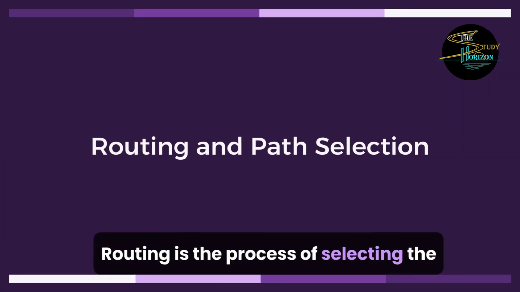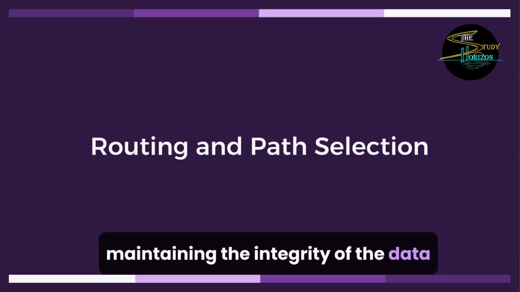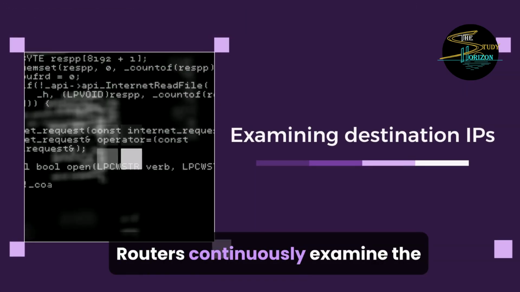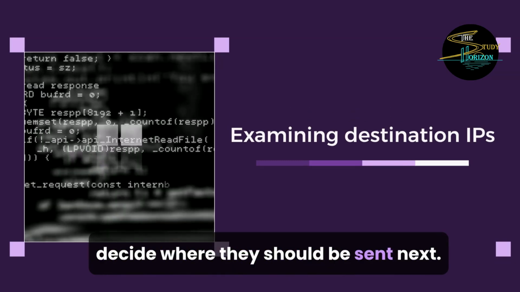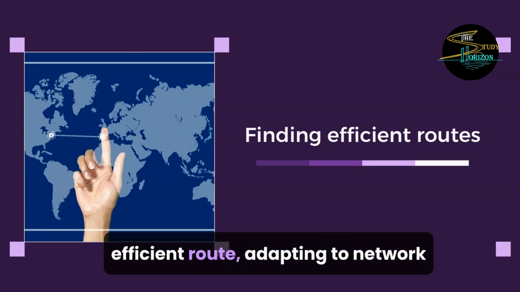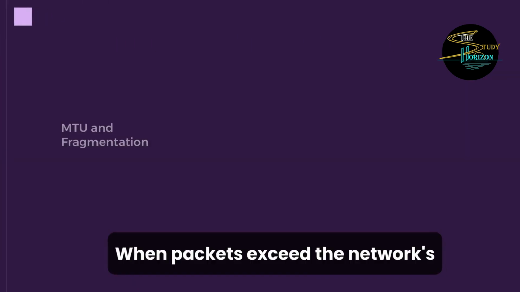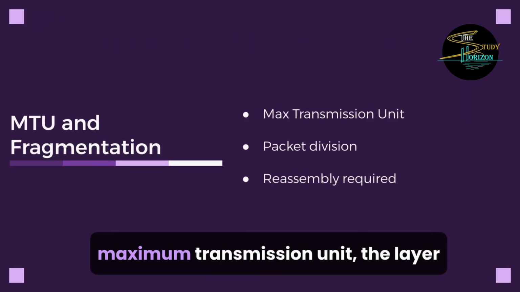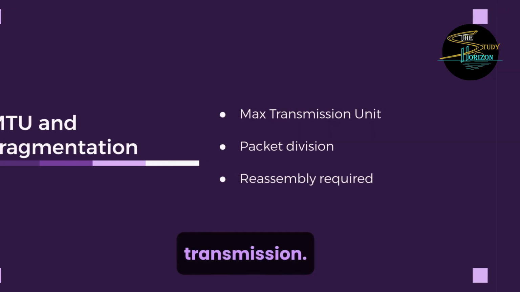Routing is the process of selecting the best path across multiple networks, maintaining the integrity of the data stream. Routers continuously examine the destination IP of incoming packets to decide where they should be sent next. Advanced algorithms calculate the most efficient route, adapting to network changes or link failures in real time. When packets exceed the network's maximum transmission unit, the layer breaks them into smaller fragments for transmission.